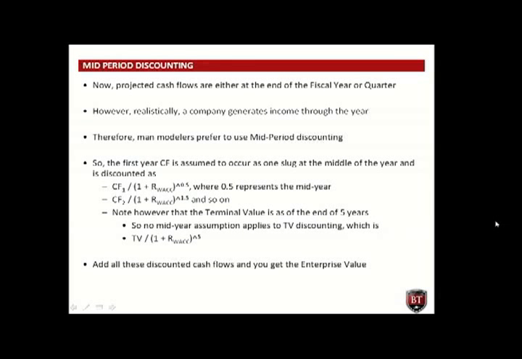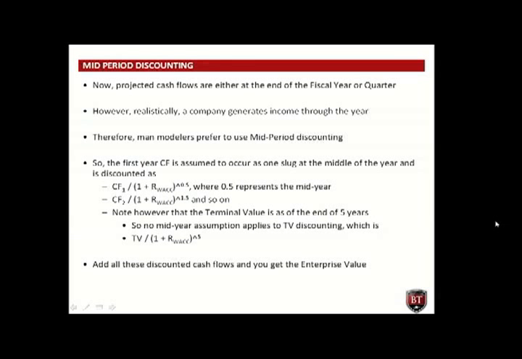Now, we spoke about mid-period discounting before, and to briefly recap, your projections happen at the end of the year, but your business operates through the year and generates profits through the year. So a lot of business managers prefer assuming that the cash flows occur as one slug at the middle of each year. So the discount factors tend to be to the power of 0.5 for half a year, 1.5 for a year and a half, and so on.